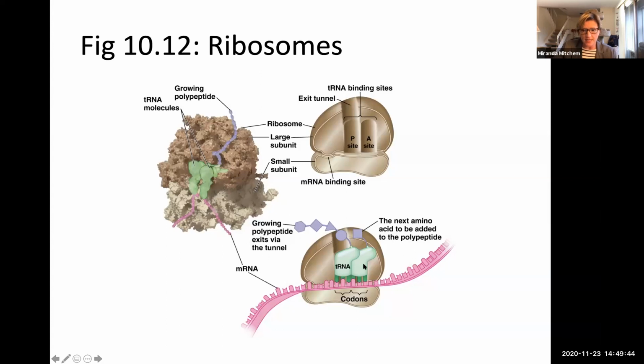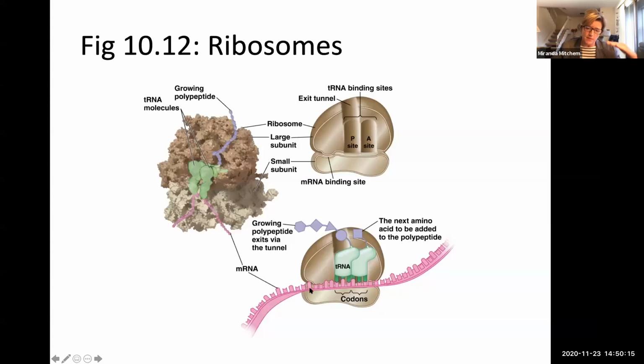But in the A site is the next amino acid to be added to the polypeptide, the P site. That's how I think of it. So the A site adds to the growing polypeptide site, just to give you some relationships between the letters there. And so now in the next step, this square is going to be added over here, and our growing polypeptide is going to be 5 amino acids long.